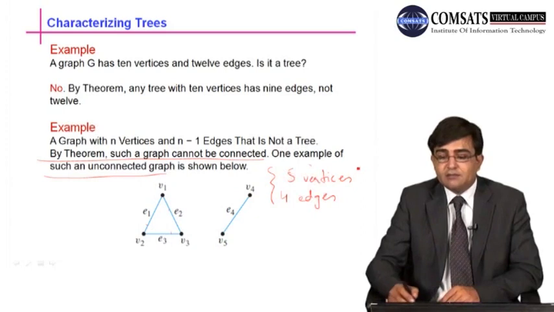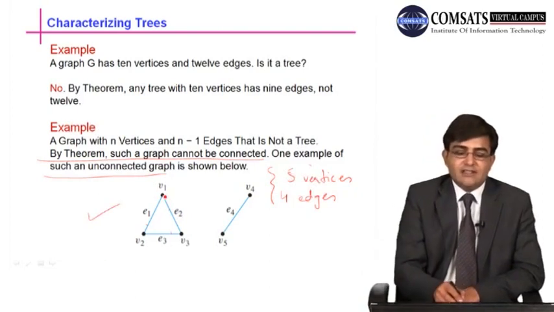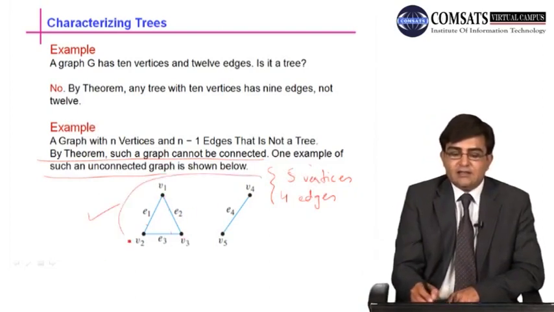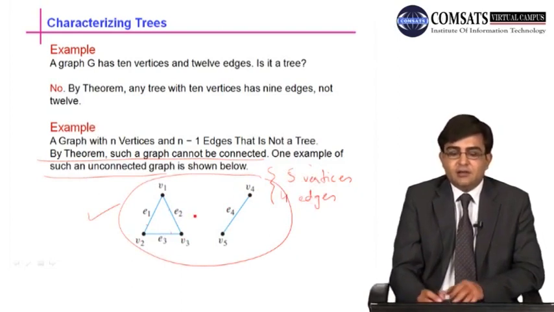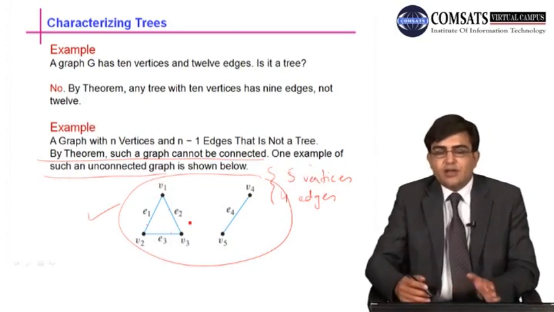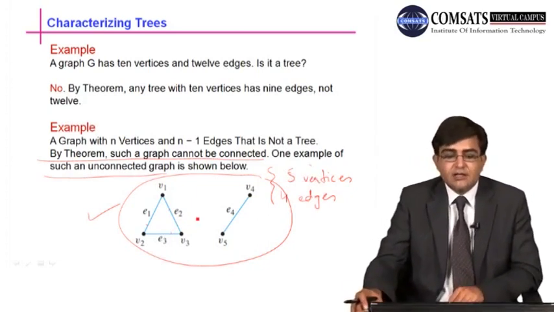It's not necessary that if a graph has 5 vertices and 4 edges, it's a tree. One such example is this. This whole graph has 5 vertices and 4 edges, so it's not a tree because it's not connected, and it has a circuit. So you have to check all these things to decide whether a given graph is a tree or not.